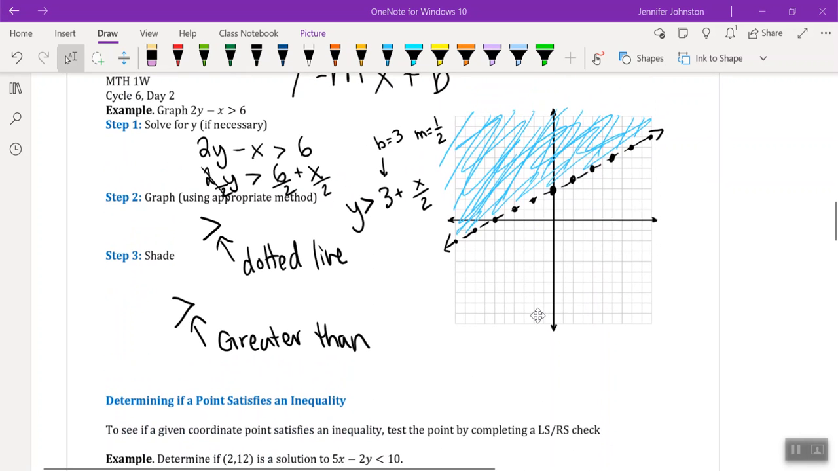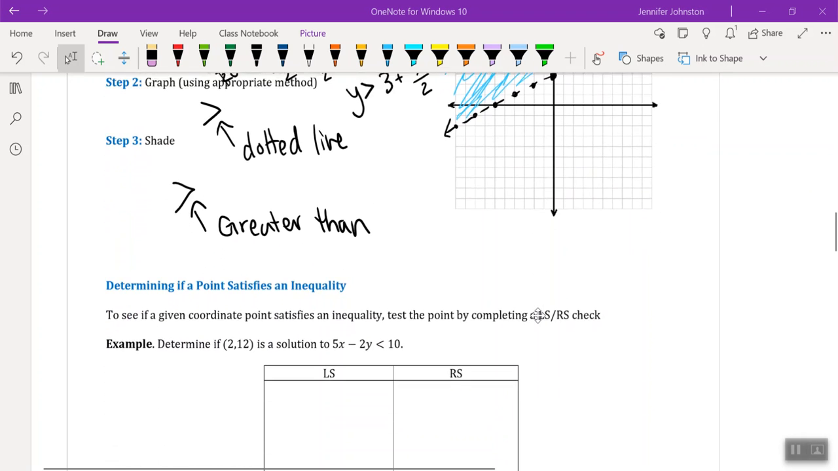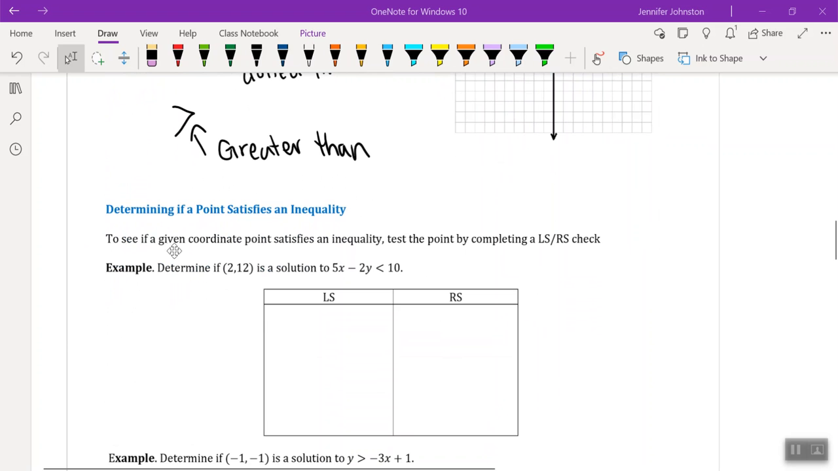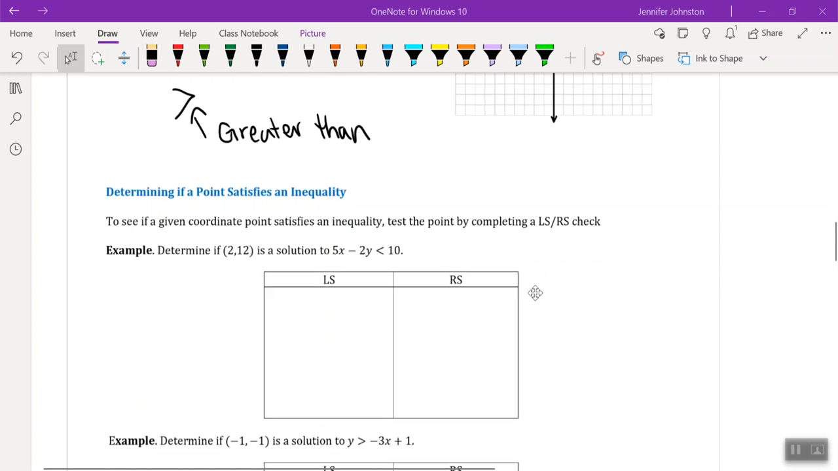All right, we have 2 more questions that we're going to check out. Determine if the point satisfies an inequality. So to see if a given coordinate or point satisfies the inequality, we have to test the point using a left side, right side check. So determine if (2, 12) is a solution to this. What we're going to do here is write this in the left side and this in the right side and see if it's true.